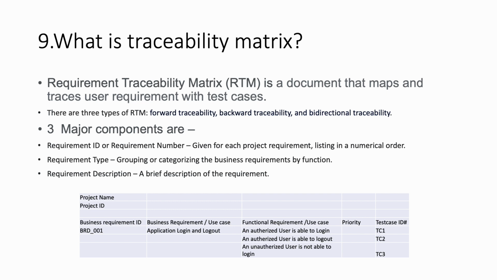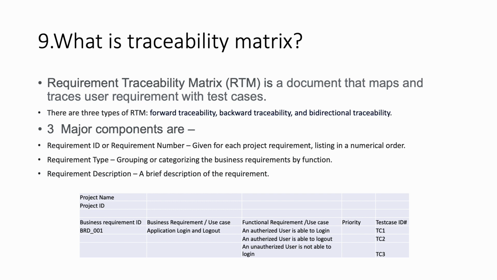Most teams calculate defect density as the number of defects per 1000 lines of code, that is KLOC. Then what is a traceability matrix? Requirement traceability matrix is a document that maps and traces user requirements with test cases. There are three major components required for the traceability matrix. The first is the requirement ID or requirement number that we get from any BRD documents. And nowadays most of the companies are using Jira, so we can provide the Jira ID, the acceptance criteria ID, so that we can provide the traceability matrix in a proper way.